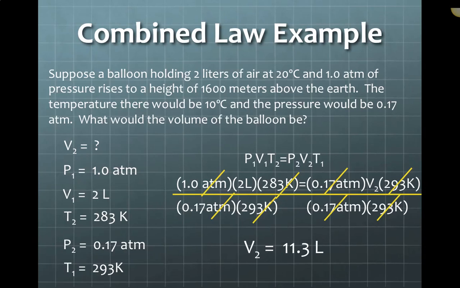So we started with a volume of a balloon that was 2 liters. We ended with a volume that is 11.3. To see if this is reasonable, we would have had to lower the pressure at a greater ratio than we lowered the temperature, which is exactly what happened. So this gets a little more complicated to see if it's reasonable, but you still can check to make sure that your answer makes sense. So the combined gas law is pretty simple. It's not a lot different than what we have already been working with.